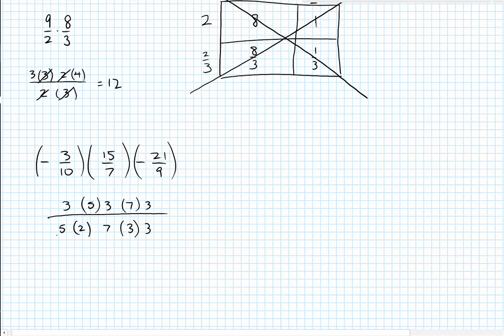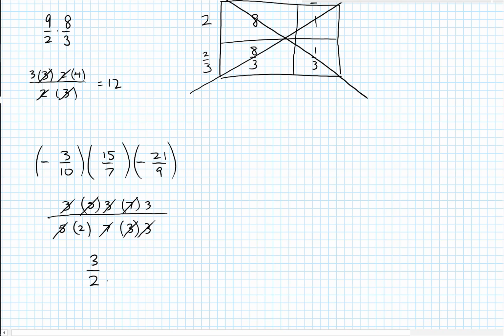Let's start with the 5s. So there's a 5 that I can get rid of in the numerator and the denominator. There is certainly a 7 I can get rid of. And there's a couple of 3s that disappear. There's 1 3 there and 1 3 there, and they disappear with that. So what am I left with? The only thing I've got left on the top is a 3, and the only thing I have left on the bottom is a 2.